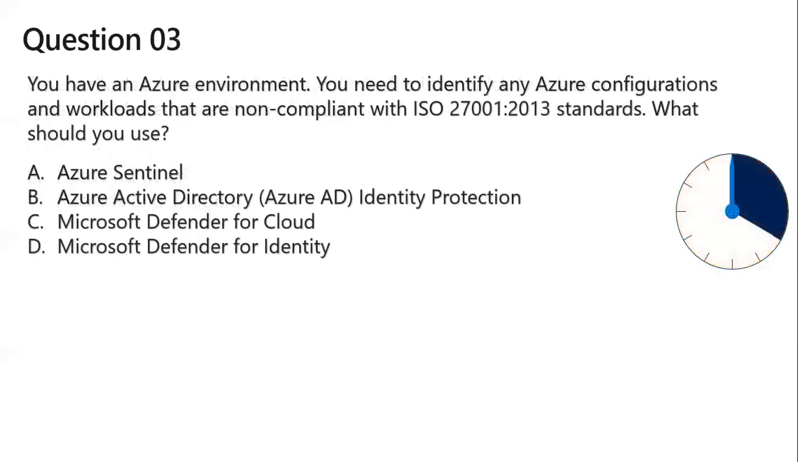And the third question is, you have an Azure environment. You need to identify any Azure configuration and workload that is non-compliant with the ISO 27001:2013 standard. What should you use? Azure Sentinel, Azure Active Directory Identity Protection, Microsoft Defender for Cloud, or Microsoft Defender for Identity? What is going to be the correct answer?